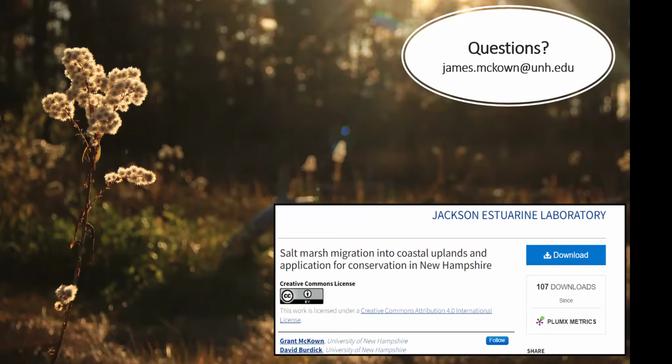And if you're curious where all this info came from or where that literature review is, it's on the University of New Hampshire's Scholars Repository. All you have to do is basically Google Marsh Migration UNH, and it should take you right there.